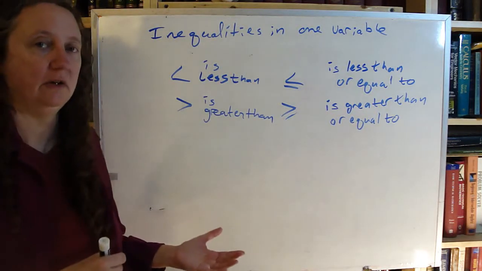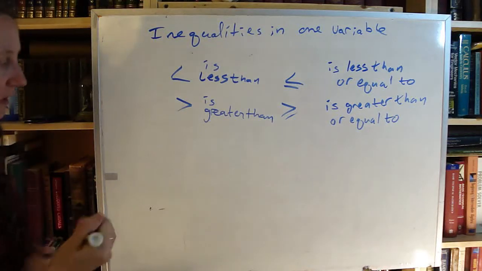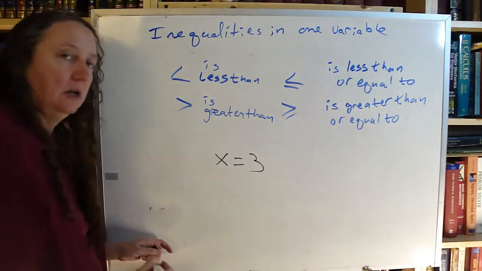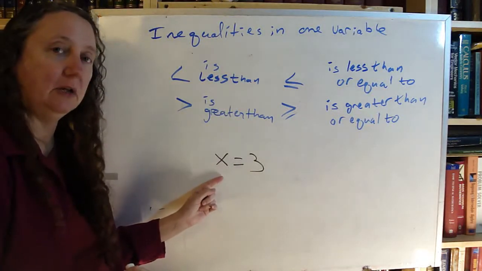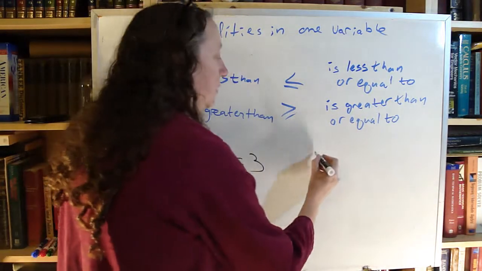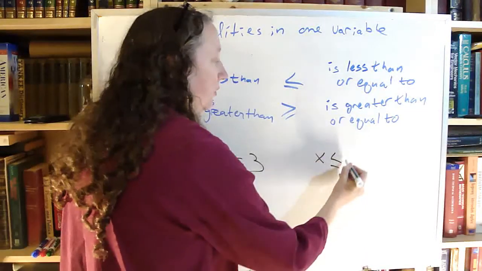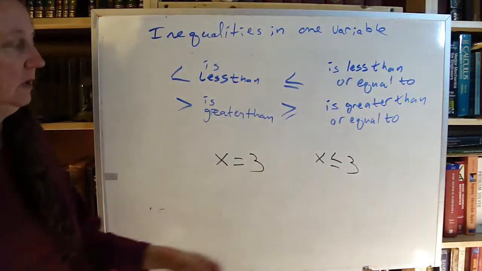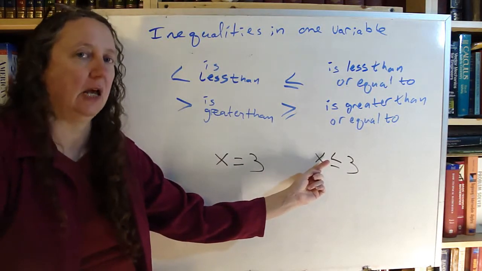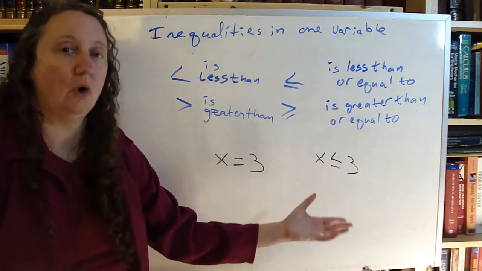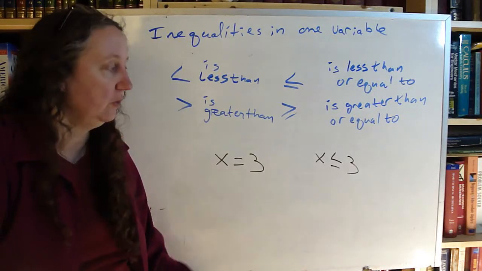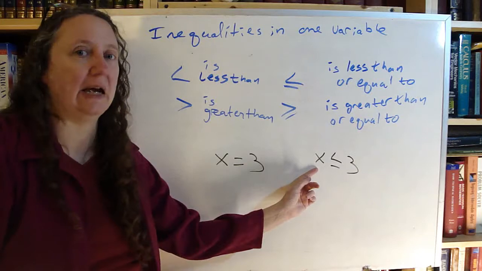How are inequalities different from equations? With an equation, you might have something like x is equal to 3. That means that there is only one number that x can be, and that is 3. Whereas with an inequality, you could have x is less than or equal to 3. So that means that x can be equal to 3, or it can be anything that's less than 3. So 2, 1, 1/2, -5, those are all less than 3. So those are all possible answers for what x is.